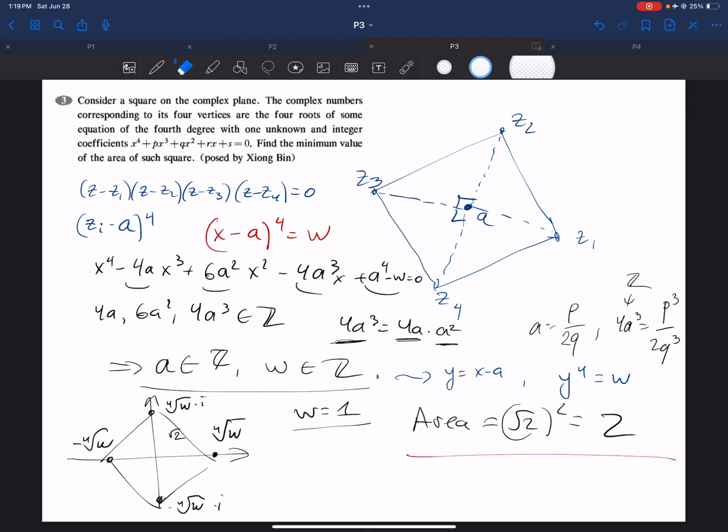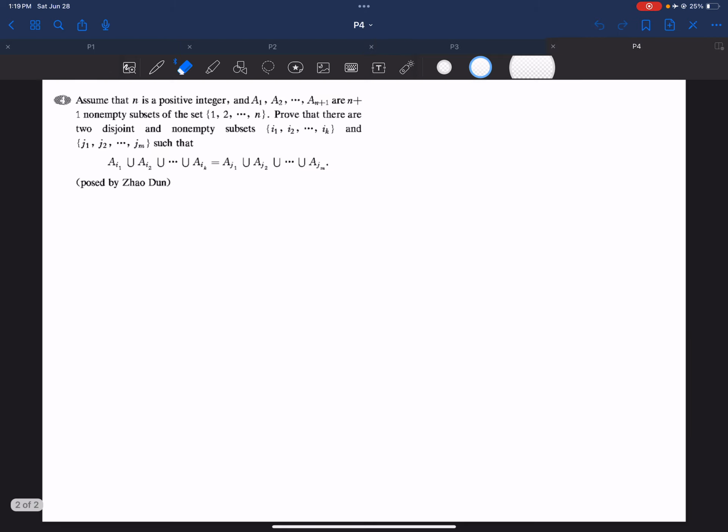Okay, third problem done. Now let's look at the fourth problem. Ready? So in the fourth problem, we have a positive integer n, and we have a collection of n plus 1 non-empty sets. And these are the subsets of the set of integers from 1 to n, okay?